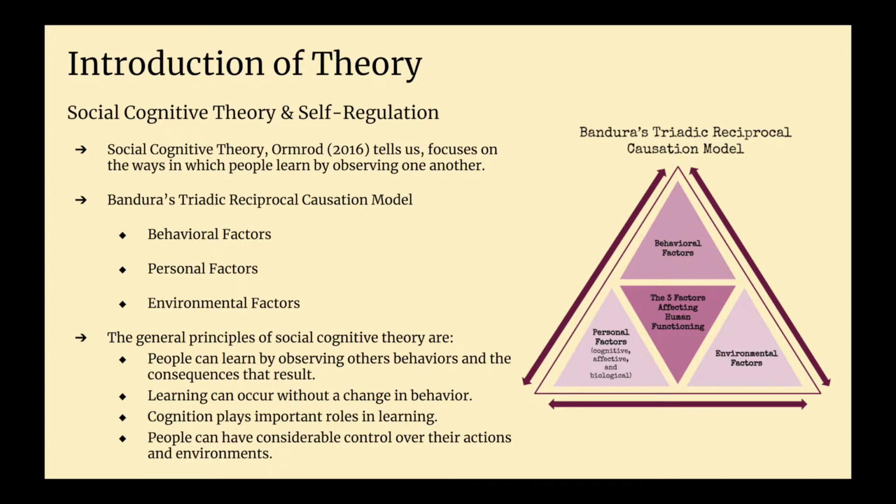In the 1960s, Albert Bandura developed a theory of imitation and modeling separate from the behaviorist roots of Miller and Dollard. This perspective reflects a blending of behaviorist concepts and cognitive notions. Social cognitive theory, or SCT, tells us, focuses on the ways in which people learn by observing one another. Social cognitive theory favors a model of causation involving triadic reciprocal determinism.